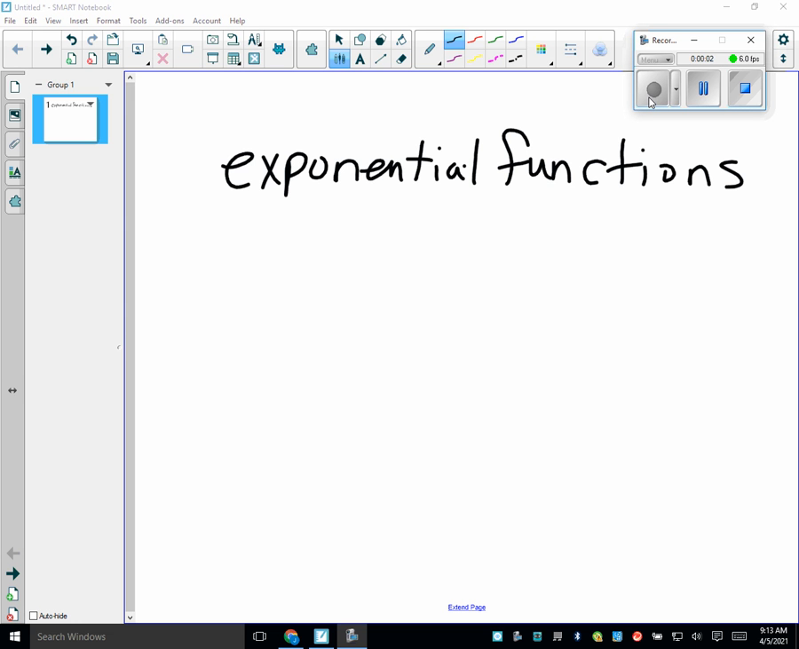Exponential functions are functions where the exponent is a letter. But in order to be an exponential function, the base has to be positive. This is an exponential function. This is an exponential function.